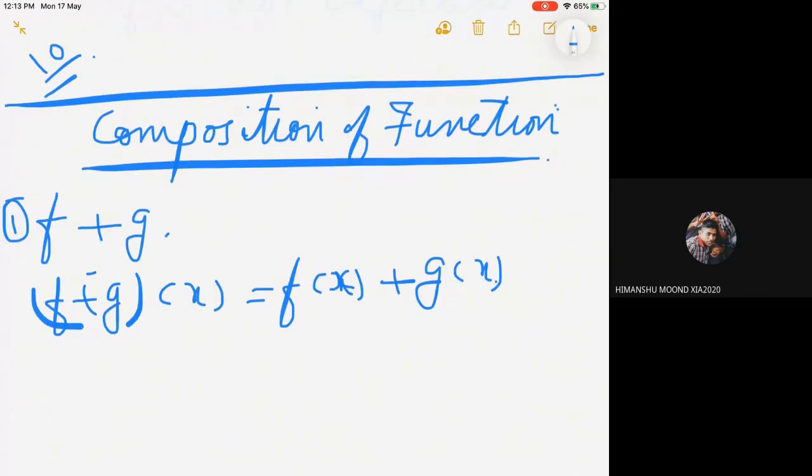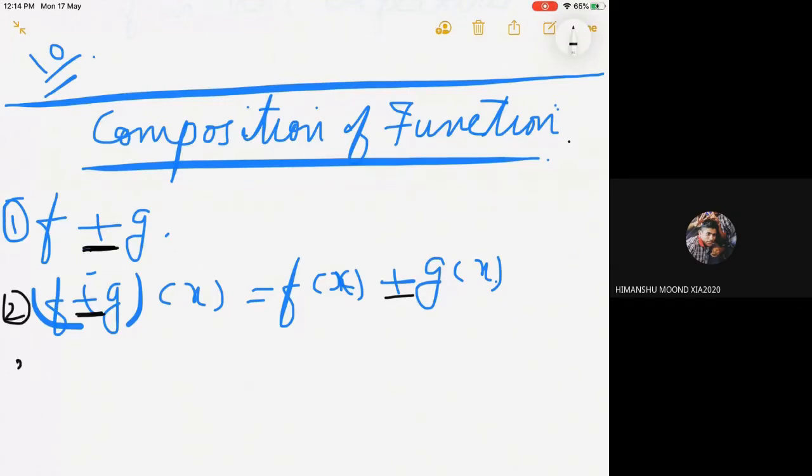Another operation is minus. Always remember that a function is explained in terms of its images. f and g are the names of the functions, but a function is always defined in terms of its images. So f minus g is defined in terms of its images as (f minus g)(x) equal to f(x) minus g(x). Both I have included.